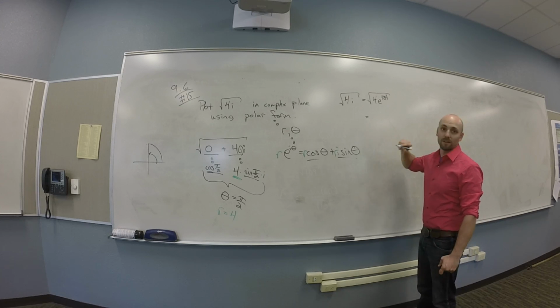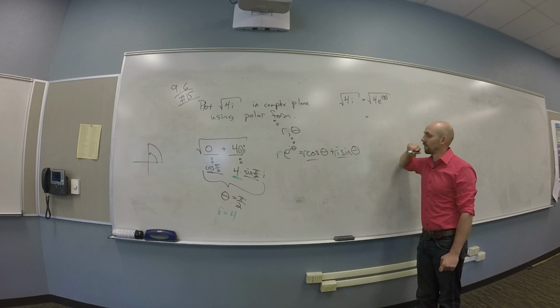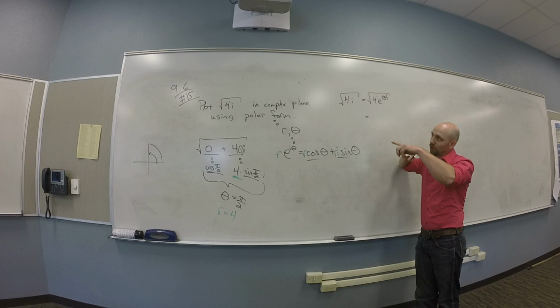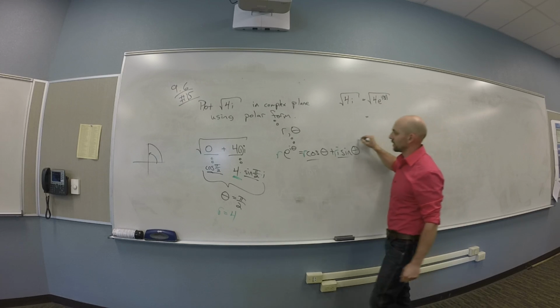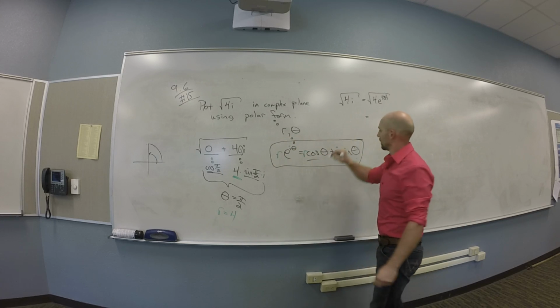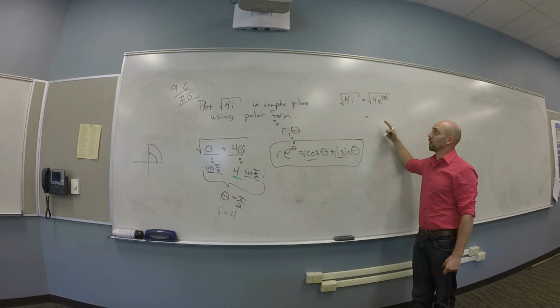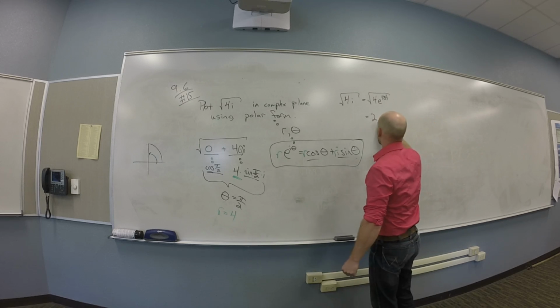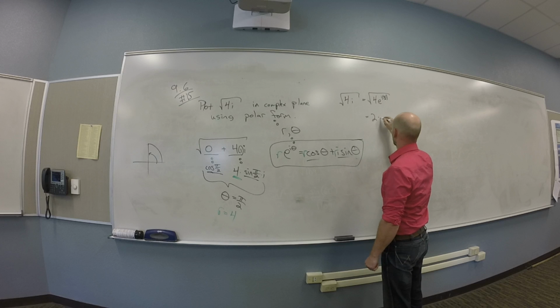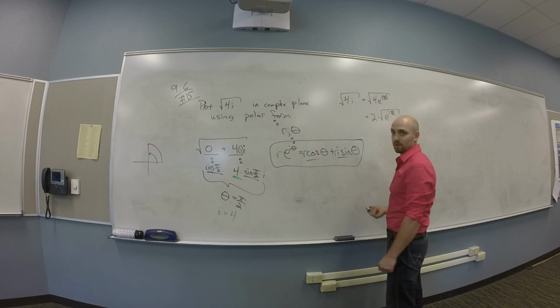So the key is just remembering the 0 plus 4i, that first bit. Yeah, basically the key is remembering that polar form in complex number land looks like this. That's the polar form of the complex number. Okay, so when I'm square rooting, what's the square root of 4? 2. And then I have the square root of e to the i pi over 2, right? Yeah.